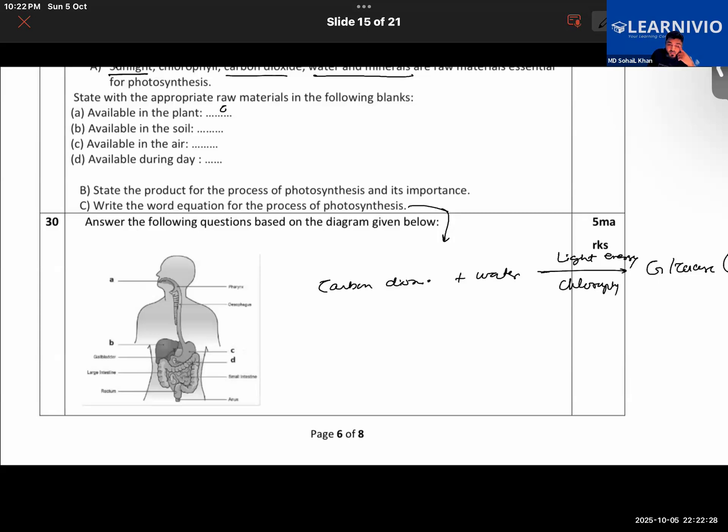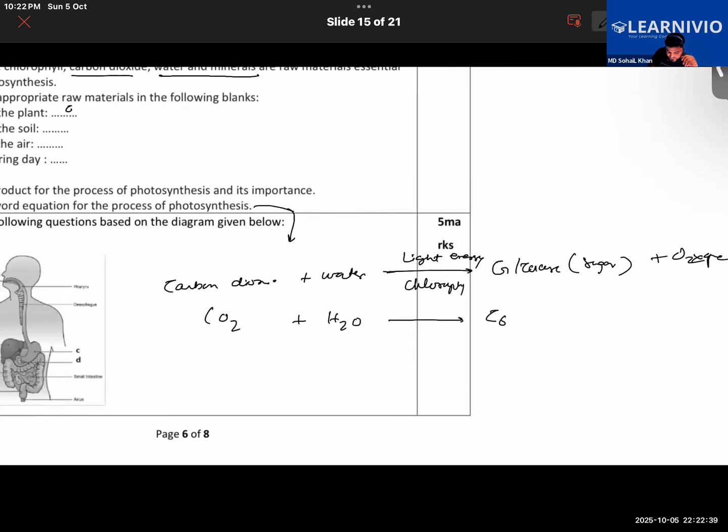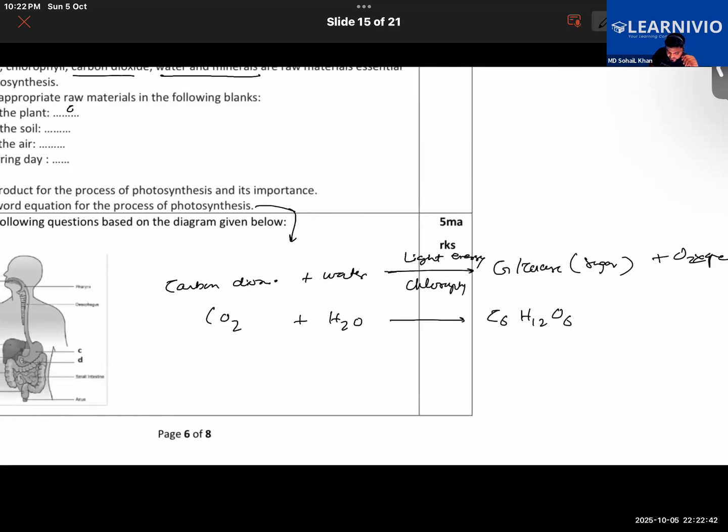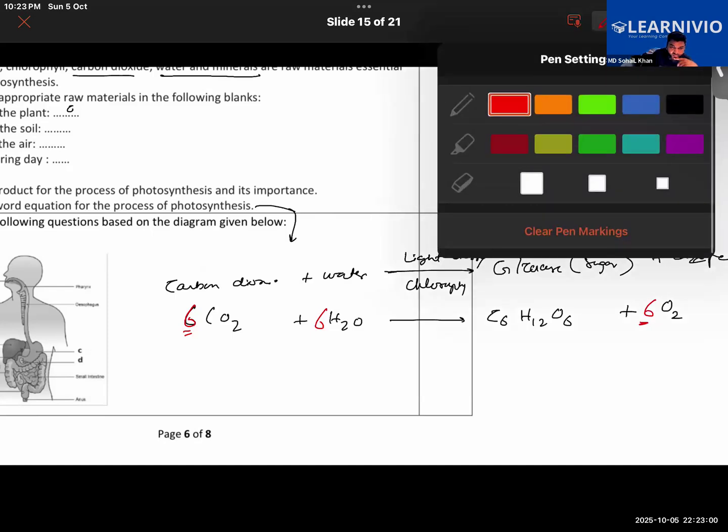Sir, the chemical formula also, please repeat it. Yes, that is CO2 plus H2O, with light and chlorophyll, gives C6H12O6 plus O2. You can even balance it. You will put 6 here, and 6 over here. So that will be the balanced chemical equation for it: 6CO2 plus 6H2O gives C6H12O6 plus 6O2.